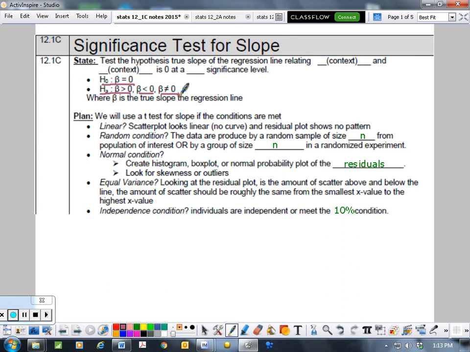For increase and increase, it'd be a positive slope, which would be greater than 0. An increase and decrease would be a negative slope, so less than 0. And if you're really just not sure, you can do the two-sided test, which is not equal to 0. Then we're going to use a t-test for slope if our conditions are met. Our conditions are really the same as last time: linear, random, normal, equal variance, and independence. All the same stuff, nothing new there.